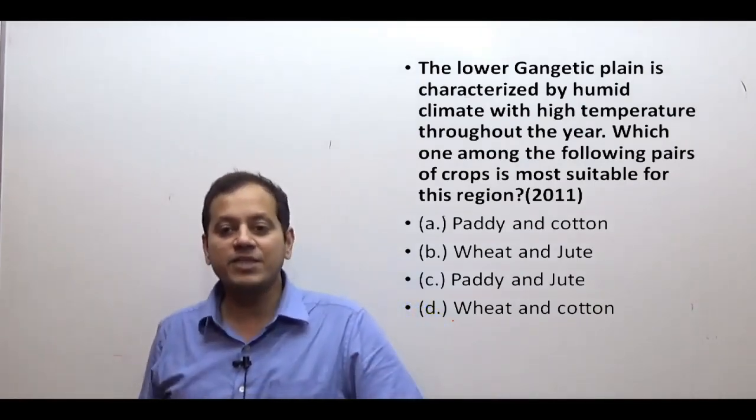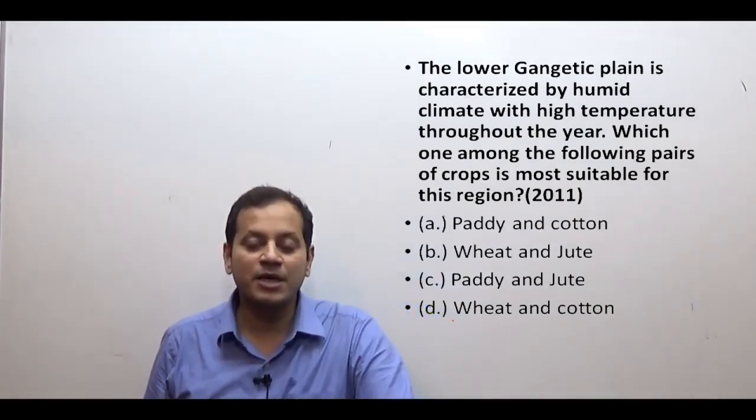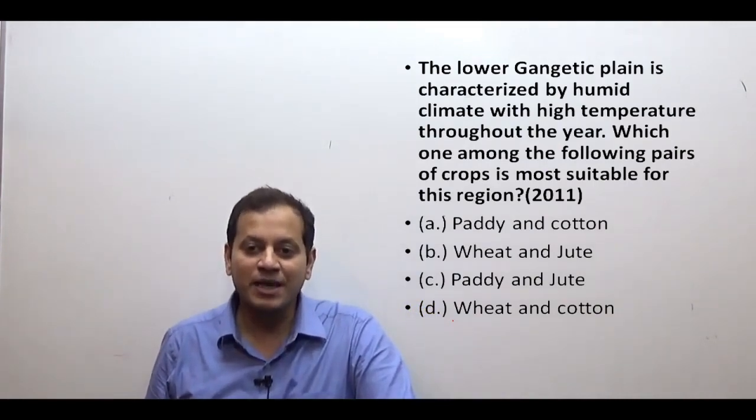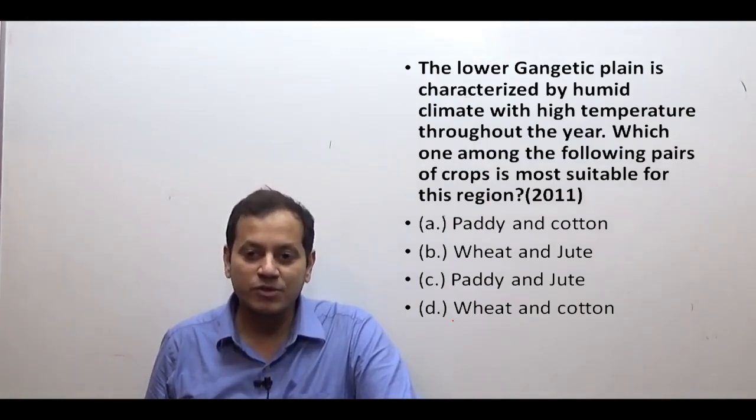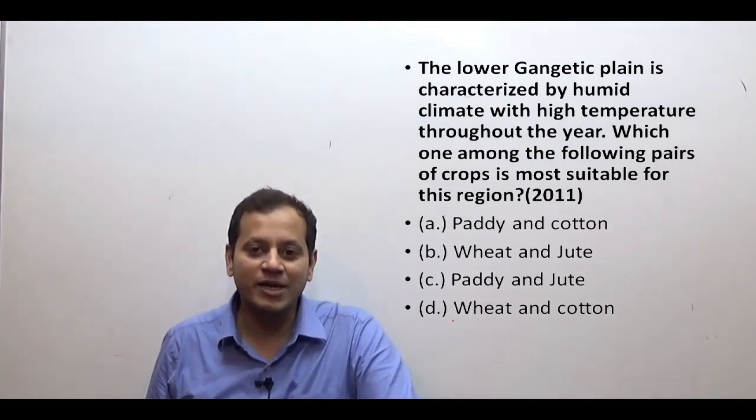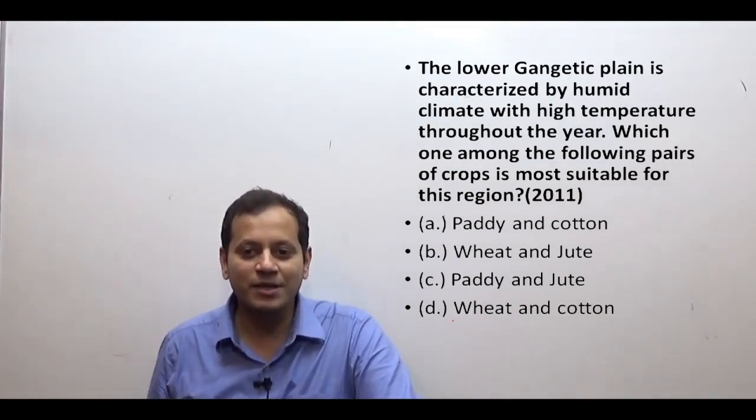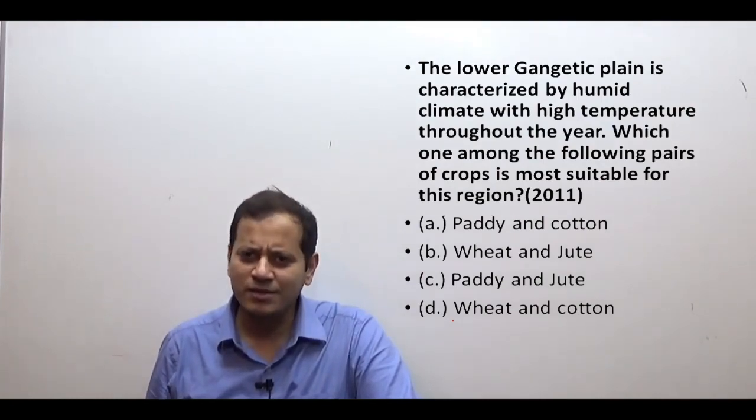The lower Gangetic plain is characterized by humid climate with high temperature throughout the year. Which one of the following pairs of crops is most suitable for this region? The lower Gangetic plain means the states of Bengal and Bihar. What is the crop here? Paddy, meaning rice, and cotton.